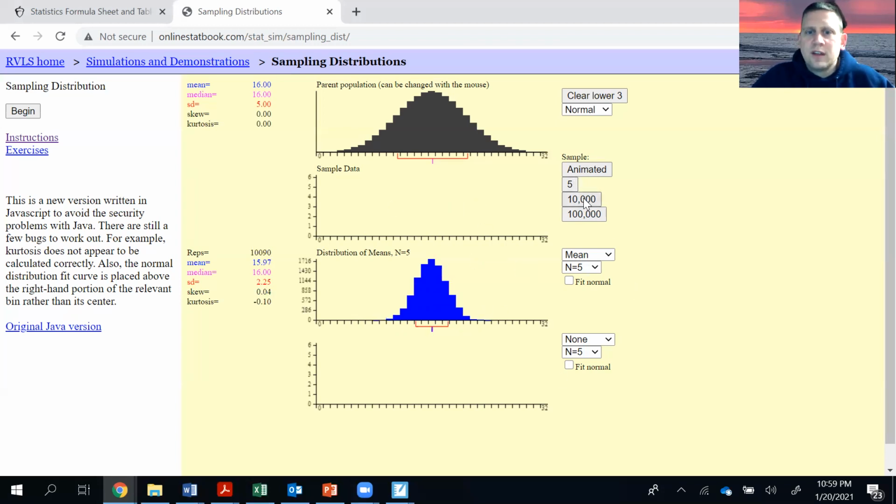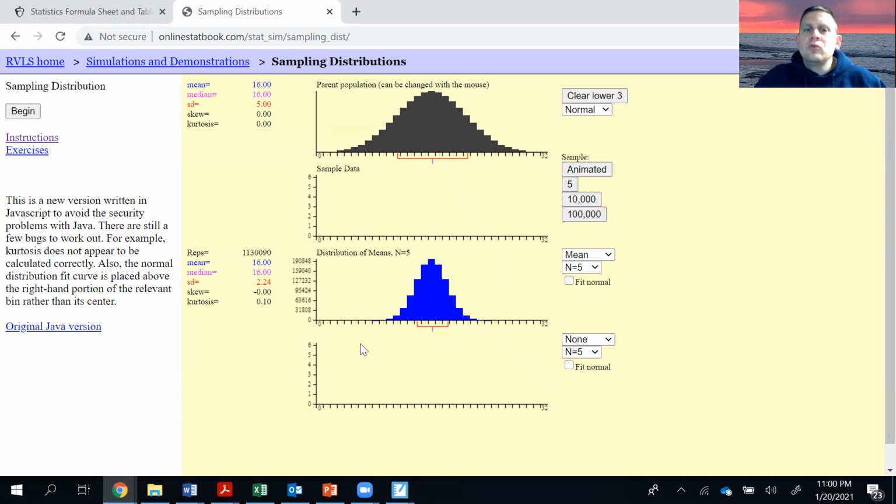Let's do 10,000, and let's do another 10,000, and another 10,000 of sample size 5. So we're still sampling 5 people, but we're doing that 10,000 times. How about if I do it 100,000 times? I'm going to ask 5 people something, do that 10,000 times, and then 100,000 times. What happens if I keep doing that? It looks normal, approximately normal.